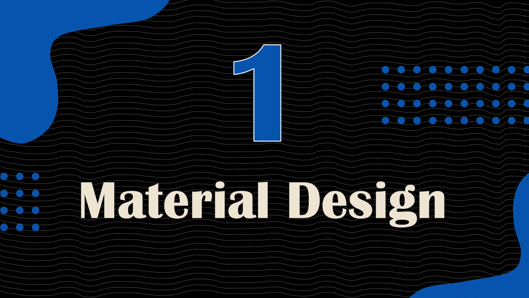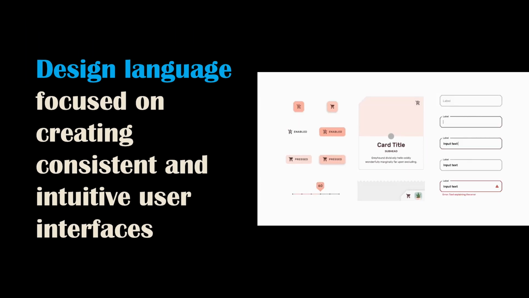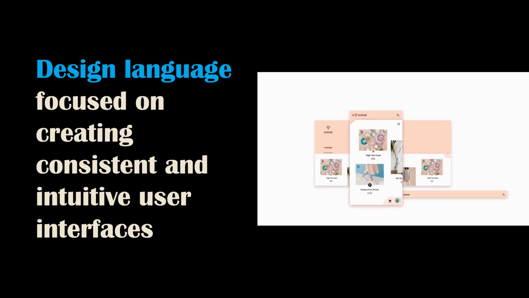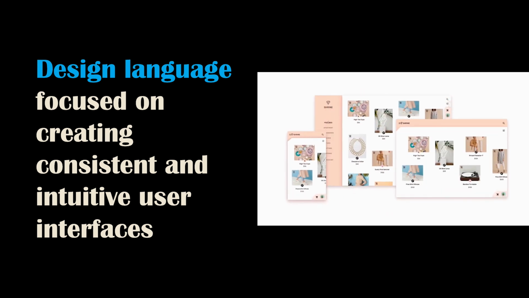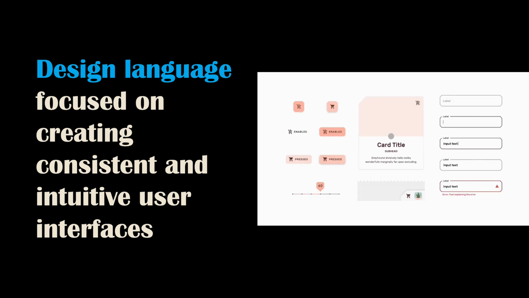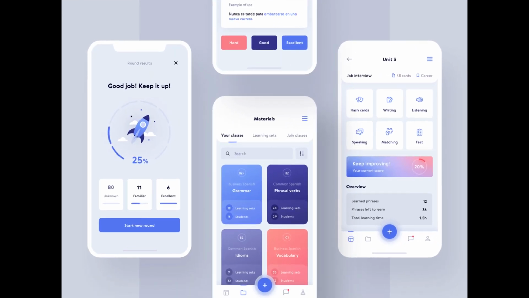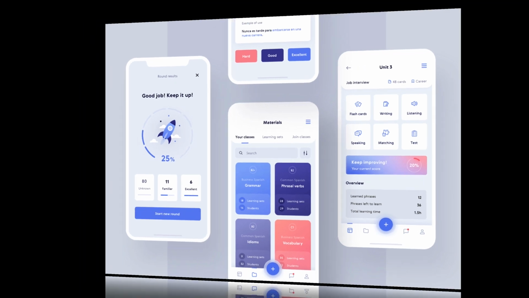First up is material design. Material design, developed by Google, is a design language focused on creating consistent and intuitive user interfaces across various platforms and devices. It's needed to provide users with a seamless and visually pleasing experience while navigating digital interfaces.